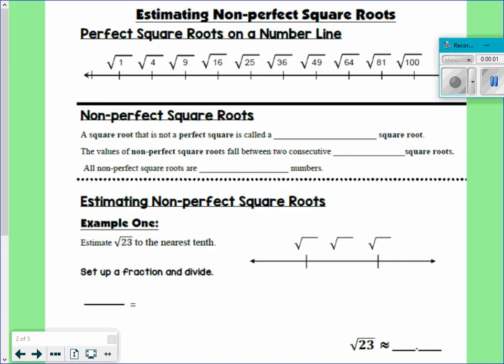All right, so last week on the decimals activity, we looked at perfect square roots, right? We did some discovery there. Okay, so this is a perfect square root on a number line. So go ahead and fill it in.